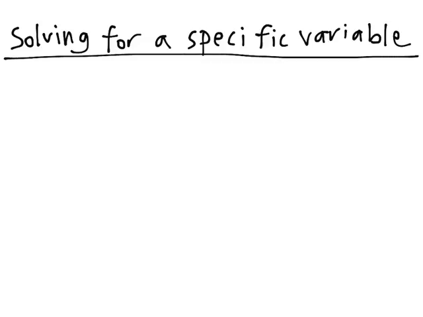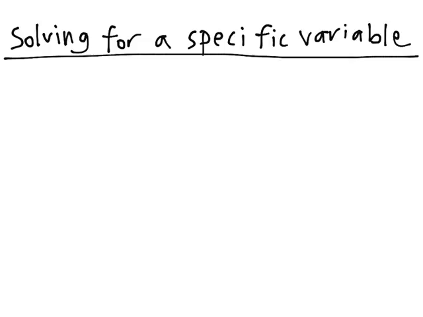Sometimes equations will have more than one variable in them, and it can be helpful to solve for one of the variables in terms of the others. In these cases, we can just apply all of the techniques we already know and keep in mind that variables are just placeholders for numbers, so whatever we can do with numbers also works for variables.